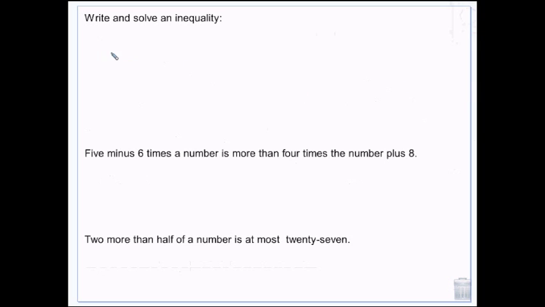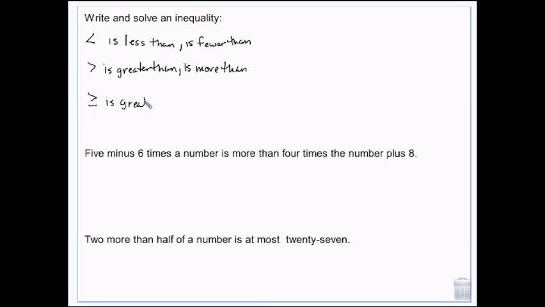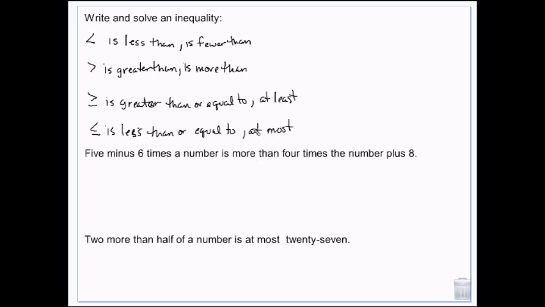When we talk about our inequality symbols, this is less than, or is fewer than. This is greater than, is more than. We have is greater than, greater with an E, or equal to, at least. Is less than or equal to, at most. So these are the most common phrases that would show these symbols.